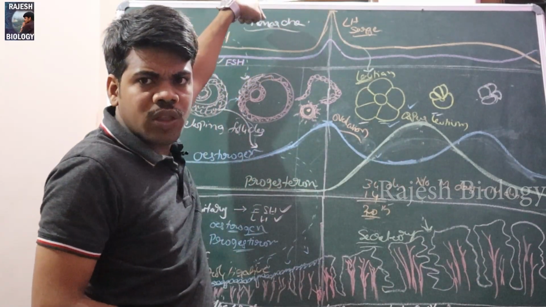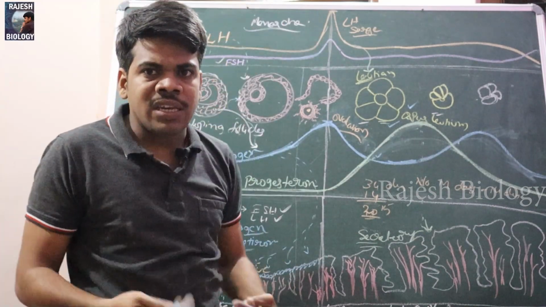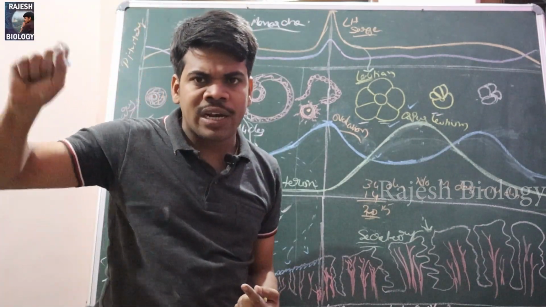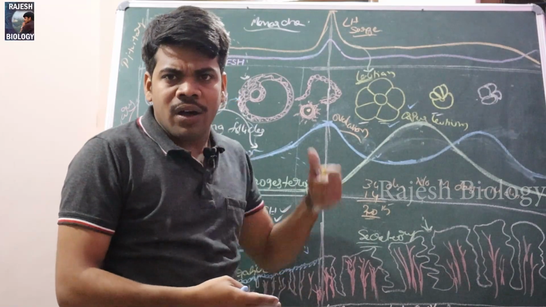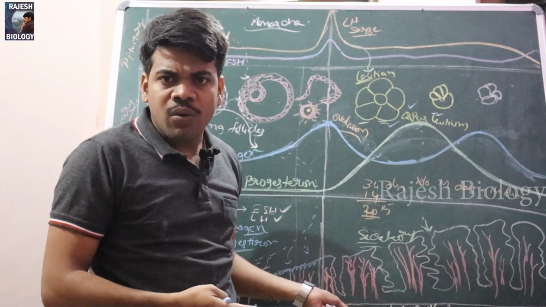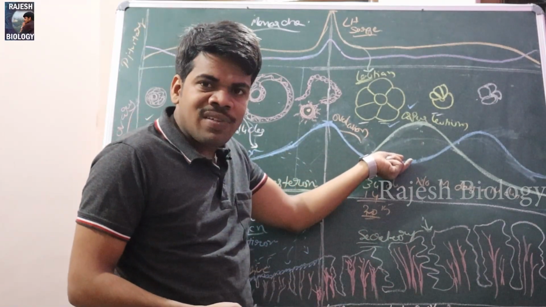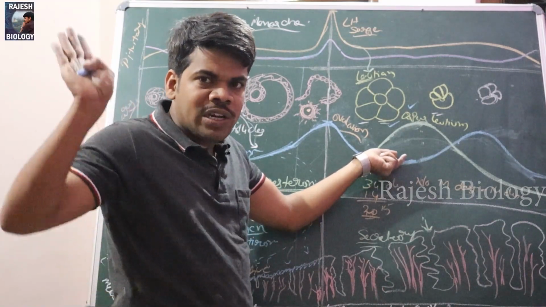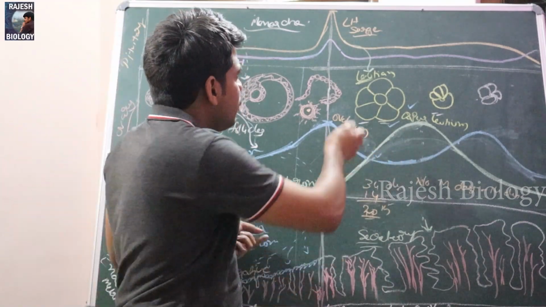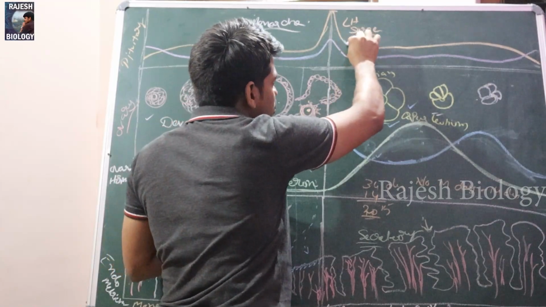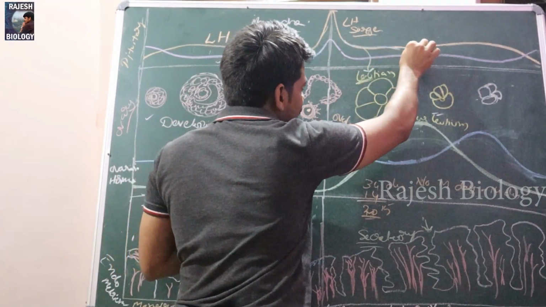You know how the ovulation takes place? Increased estrogen stimulates the pituitary gland to release more and more LH hormone. But now the estrogen hormone levels are very less, so it is not going to stimulate the pituitary gland. So the LH hormone is also going to decline gradually.